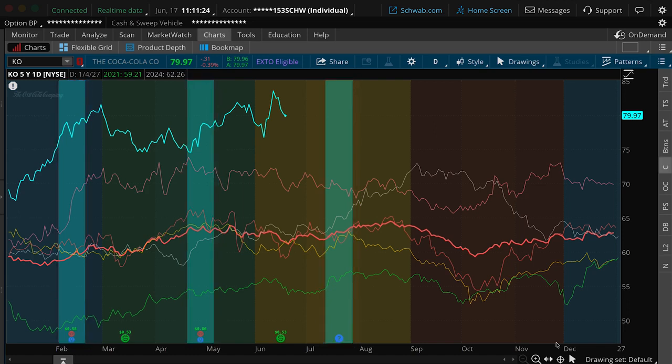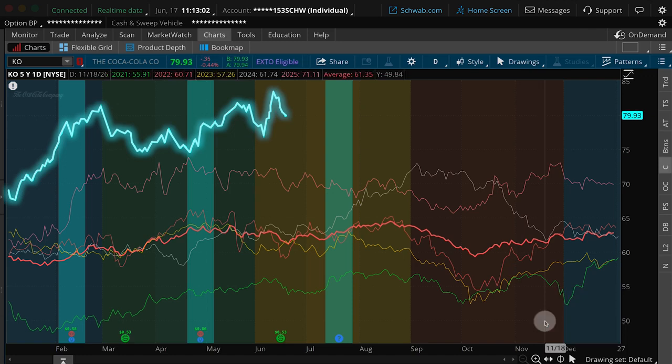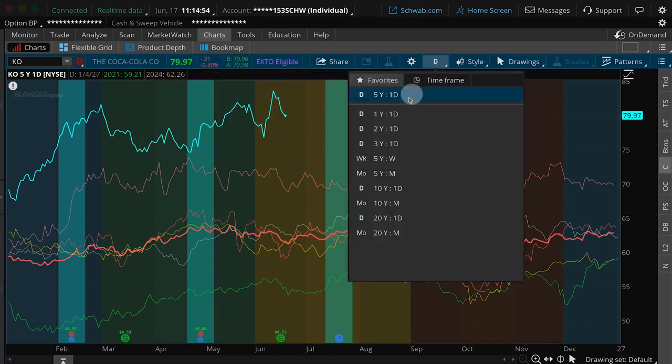Now, let's talk about the price lines. The short blue line is the current year. The other thin lines are the prices for the last 5 years. Using a vertical line for the pointer, you can see the years for the different lines color-coded to the labels just below the name of the stock. You can add or subtract years with the time frame setup.